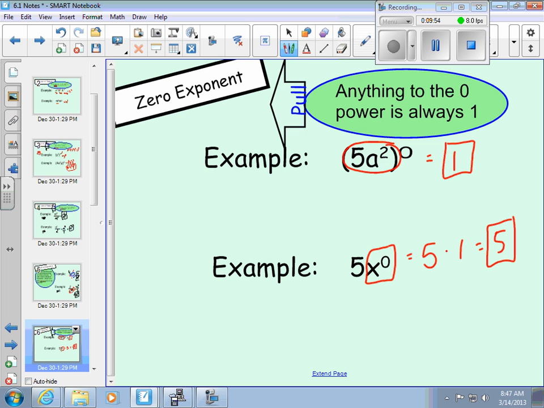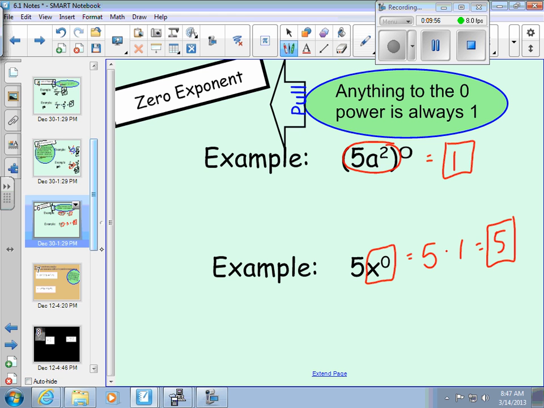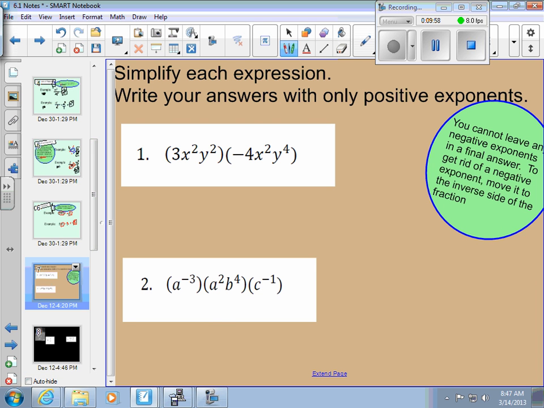Okay, on your sheet, there's also a couple examples where you kind of have to combine some of these properties. Let's try number one. Now remember, when we get done, we don't want to leave any negative exponents. So on this one, we're doing some multiplying. We've got these parentheses. We don't want parentheses in our answer, so we want to combine. Everything here is being multiplied together, so we want to multiply like terms together.